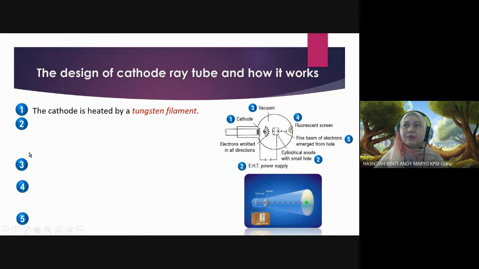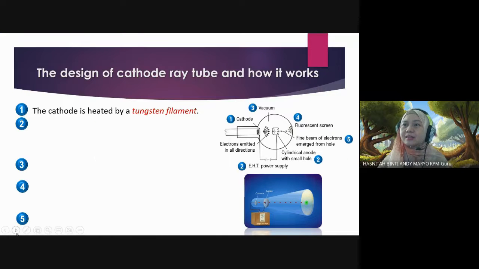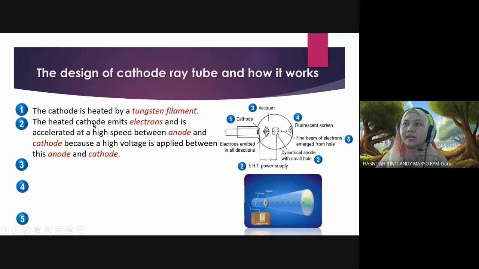Okay, so number 1, how does this process occur? The first one, what happened at the cathode? The cathode is heated by a tungsten filament. You can see a coil shape there, that is a tungsten filament. Remember in chapter 3, tungsten is a material we normally use as a heating element, other than nichrome.